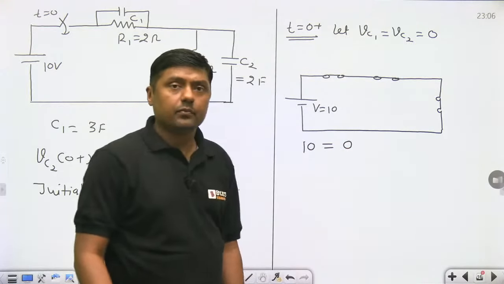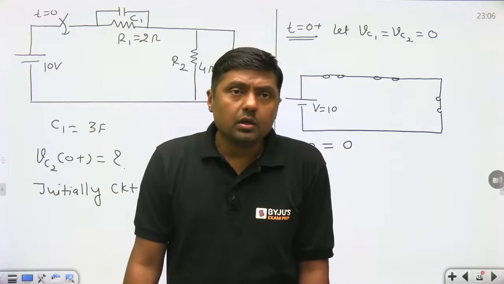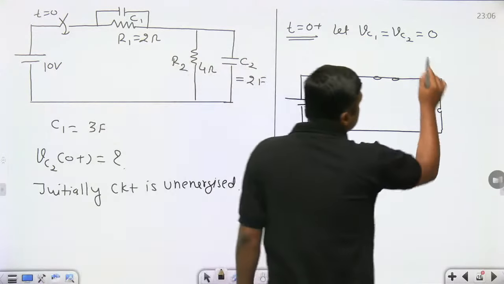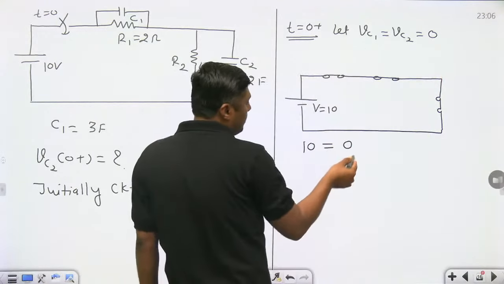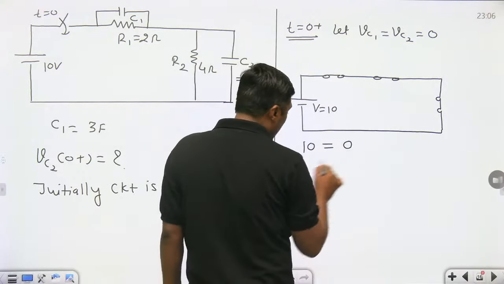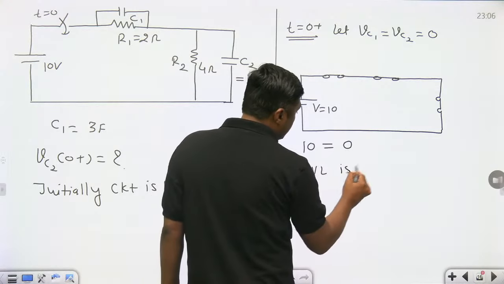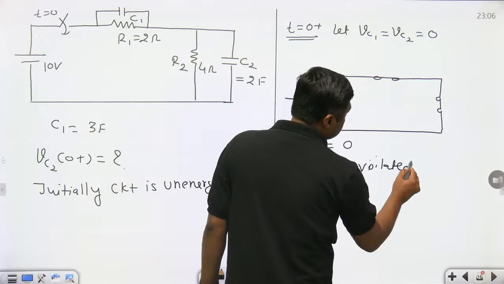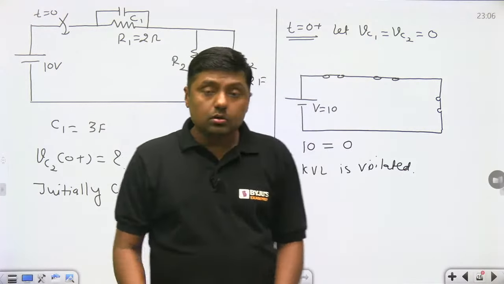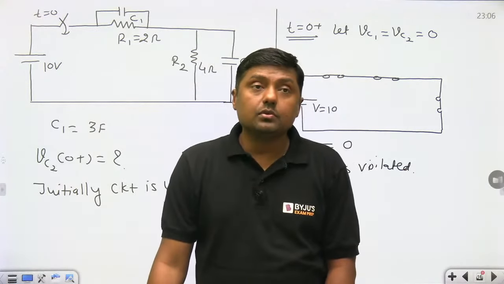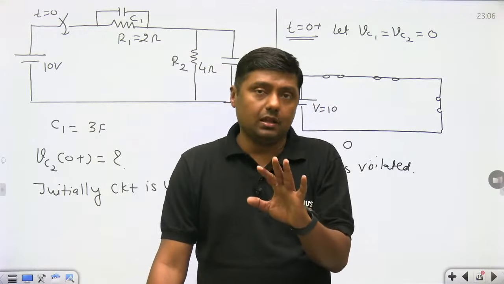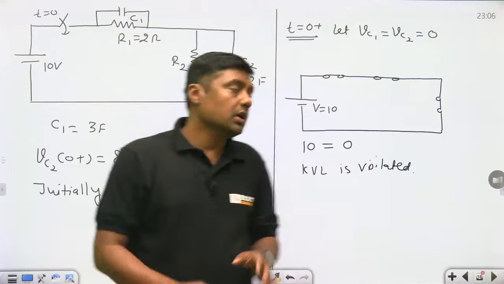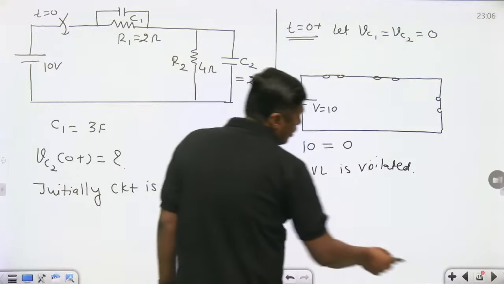How is it possible? It is not possible, right? Okay, Rajesh. So when both capacitors act as short circuit, then 10 volt will become 0. KVL is violated, right? So what do we do? Now to satisfy KVL, the capacitor will allow the sudden change of voltage.